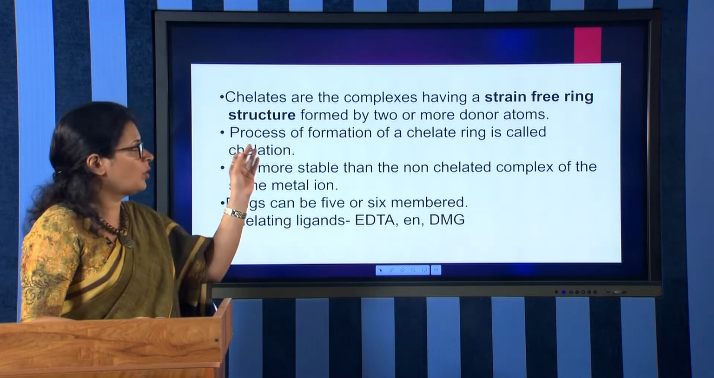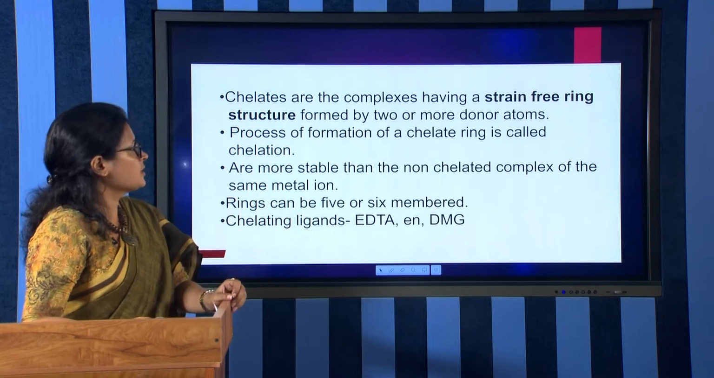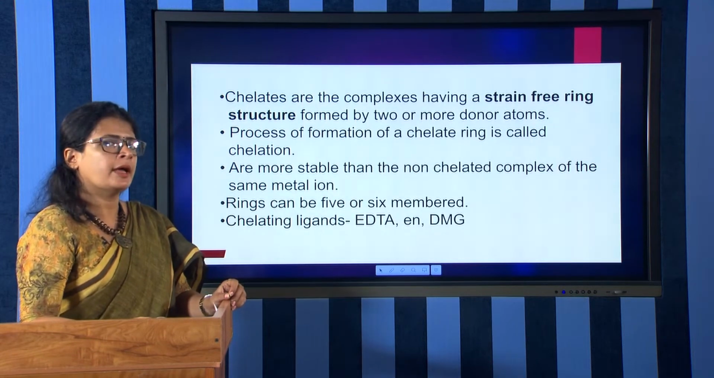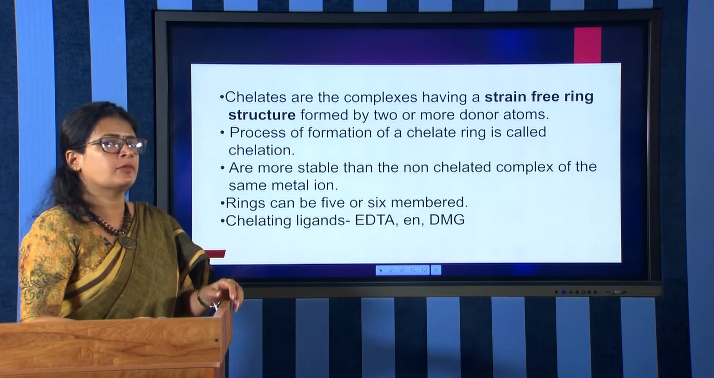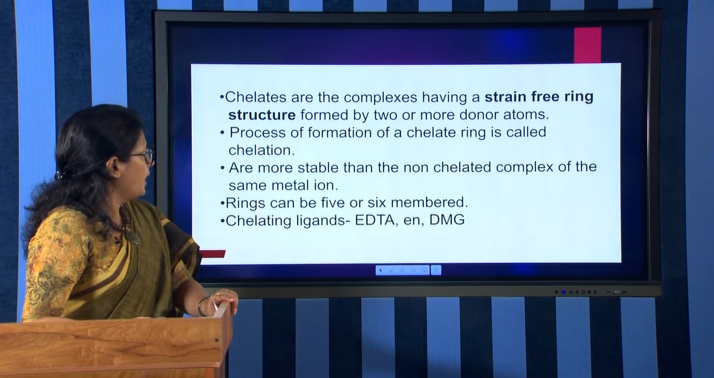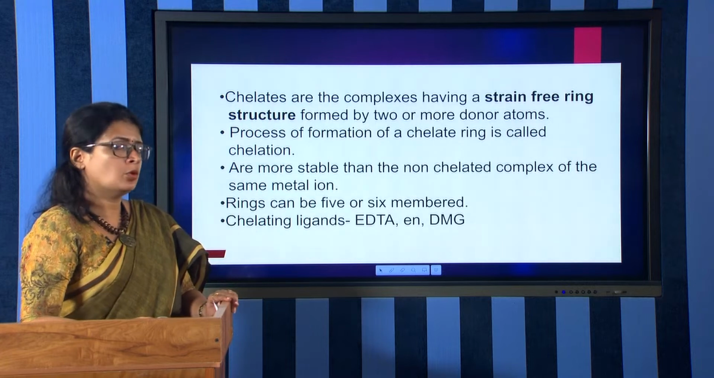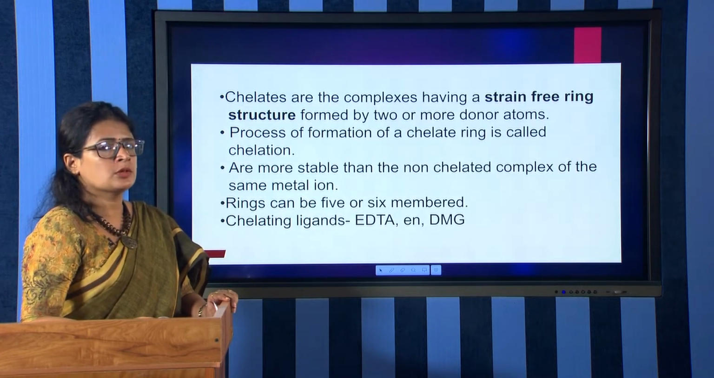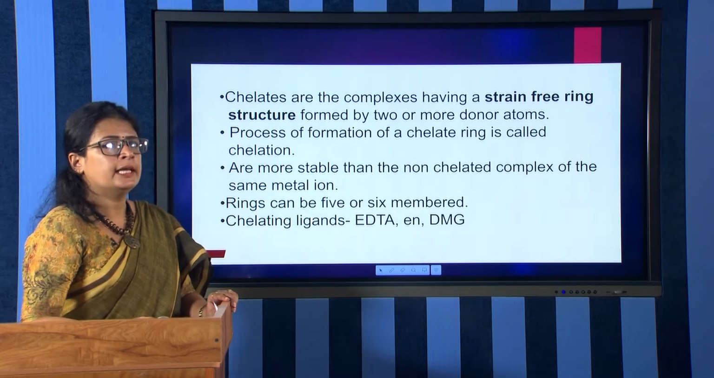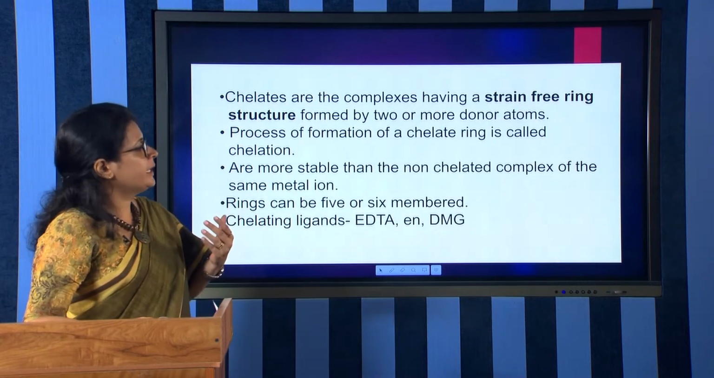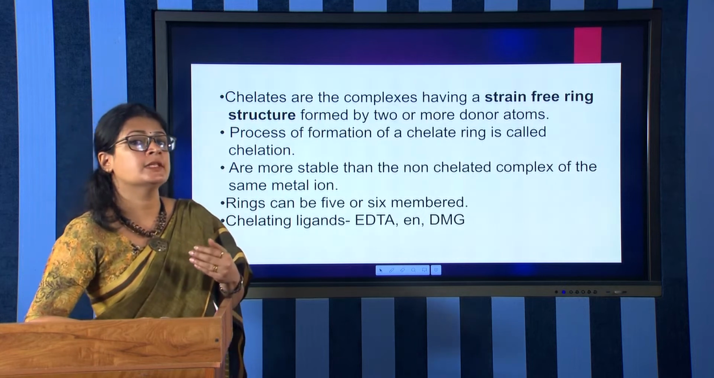Although they are forming a ring structure, these rings have no strain. That is why they are called strain-free ring structures, and they are formed by two or more donor atoms. I have already told that polydentate ligands are forming such structures. And the process of formation of a chelate ring is called chelation. So, what is chelation? It is the process of formation of a chelate ring. They are more stable than the non-chelated complexes of the same metal atom.